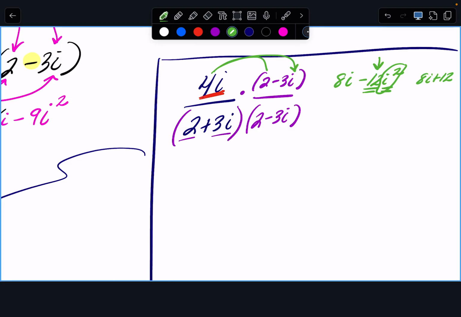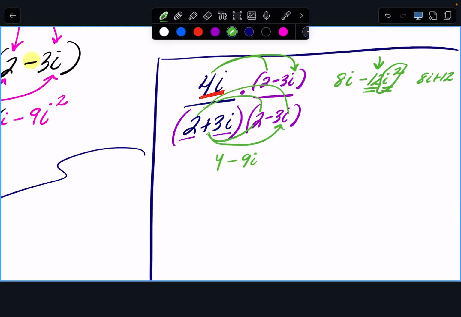Okay, now on bottom, we would have a 4 minus 6i plus 6i, so the middle term canceled out, so I'm not going to write it. Then I have a minus 9i squared, which is plus 9, so 4 plus 9 is 13. See, it got rid of the i in the denominator when we multiplied by the conjugate.